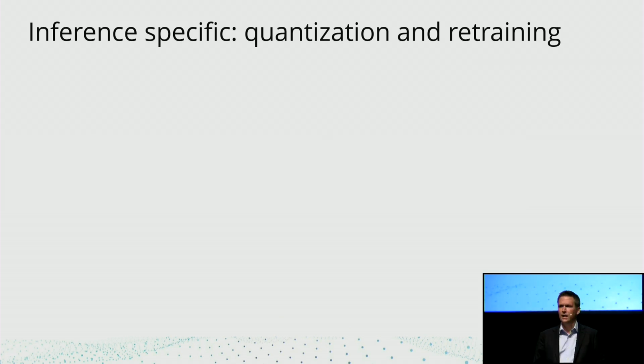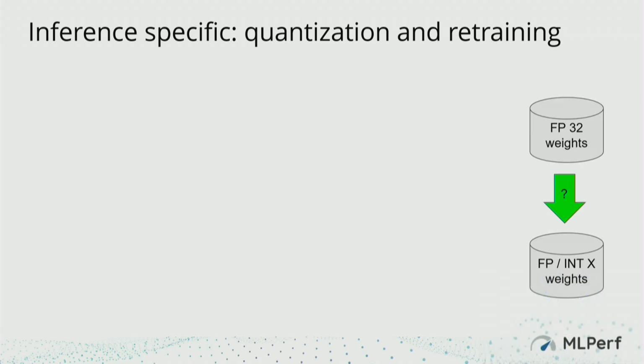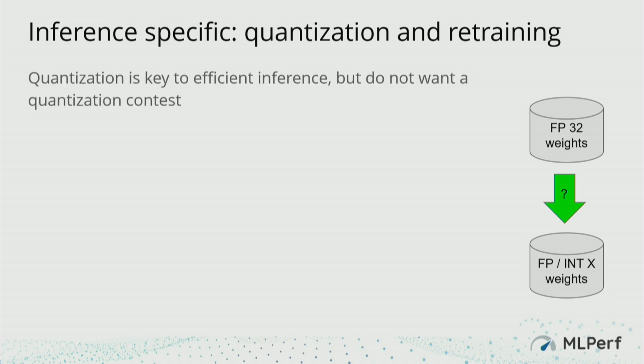The special challenge in inference is quantization and retraining. We supply FP32 weights. Everybody wants something else. They want smaller numerics, FP16, INT8, maybe INT4. So quantization is really a key to efficient inference, but we don't want a quantization contest. This is sort of similar to hyperparameter search. It can give people an advantage.